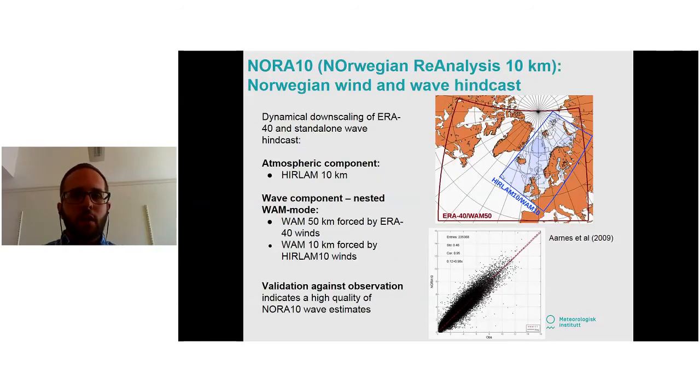NORA-10, which is a Norwegian reanalysis at 10 kilometers, is a hindcast that we use as an input spectrum for our model. It's a dynamical downscaling of ERA-40 and a long wave hindcast. The atmospheric component is based on HIRLAM 10 kilometers, and the wave component is nested in the WAM model. So the WAM 50 kilometer is forced by ERA-40 winds, and the WAM 10 kilometer is forced by HIRLAM 10 winds.